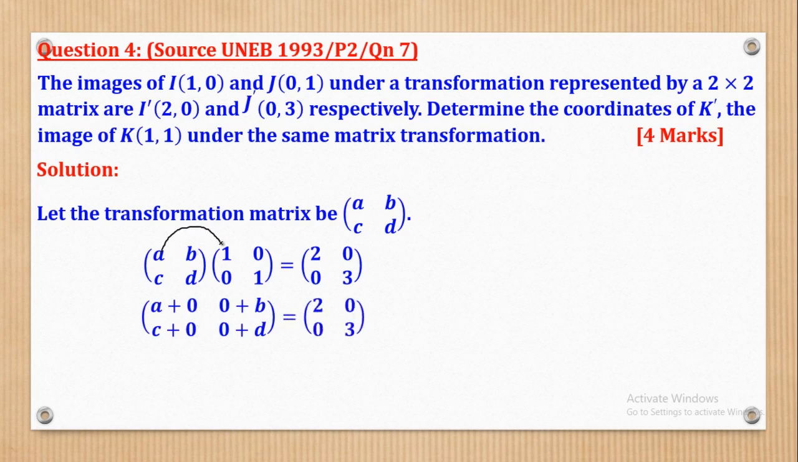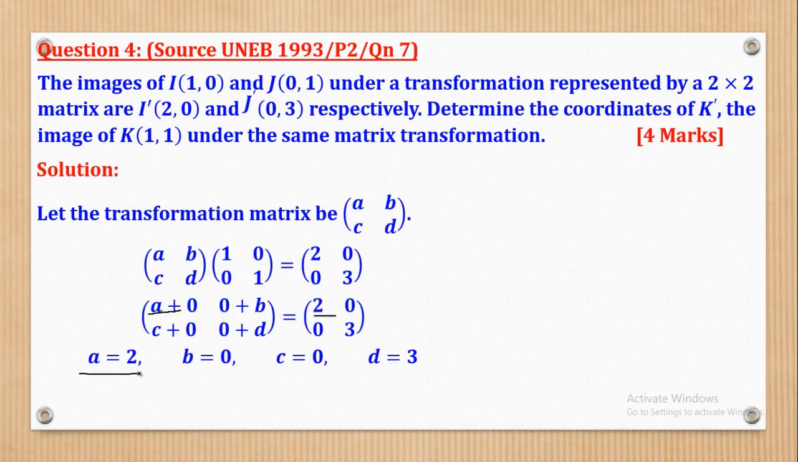So this with this gives you A, and this with this gives you 0. This with this gives you 0, and this with this gives you B. This with this gives you C, and this with this gives you 0. This with this gives you 0, and this with this gives you D. So therefore, you shall compare because they are equal. So this will be equal to this.